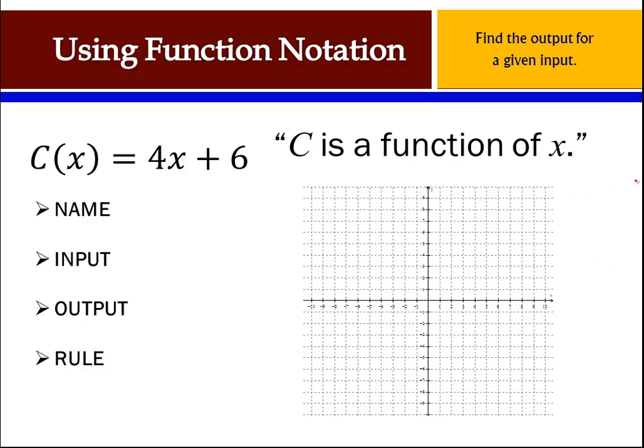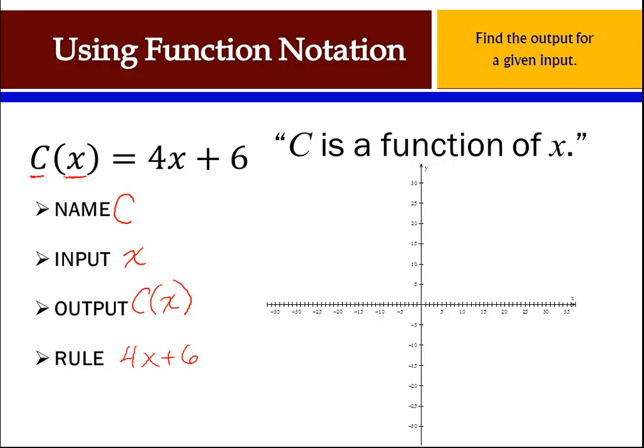So, same function. C is a function of x. The value of C depends on what we pick for x. The name is C. Our input will be some value of x. Our output will be what we get when we put x into the rule for C. Our rule, 4x plus 6.